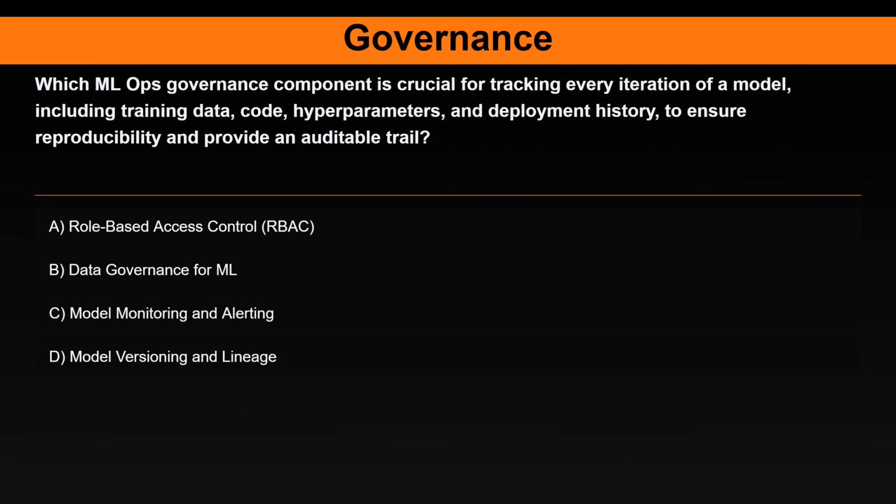Question 8. Which MLOps governance component is crucial for tracking every iteration of a model, including training data, code, hyperparameters, and deployment history, to ensure reproducibility and provide an auditable trail? Option A. Role-based access control, RBAC. Option B. Data governance for ML. Option C. Model monitoring and alerting. Option D. Model versioning and lineage.